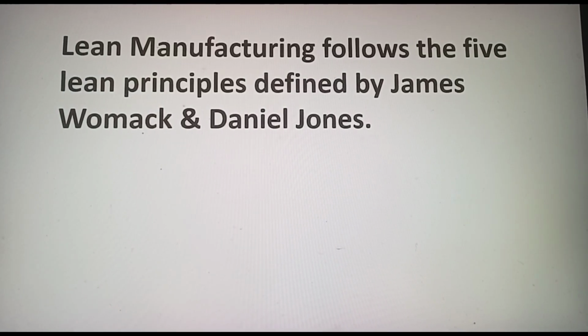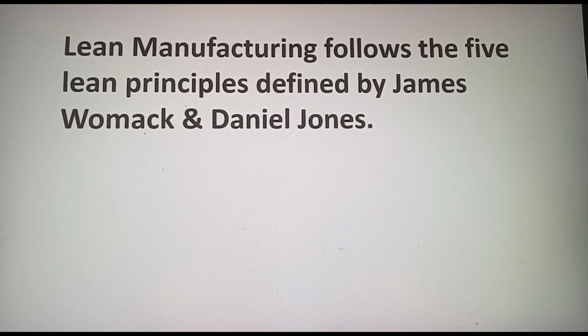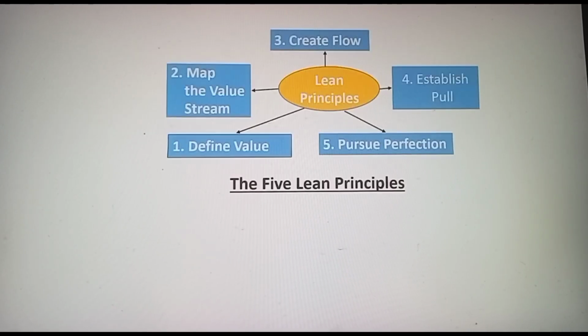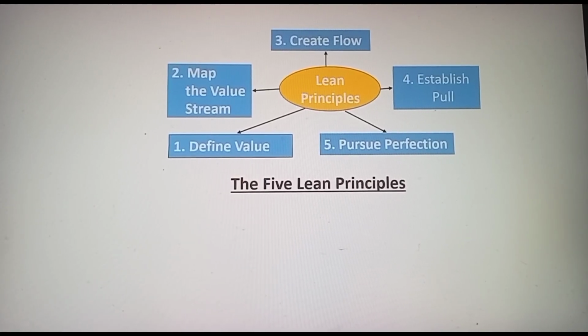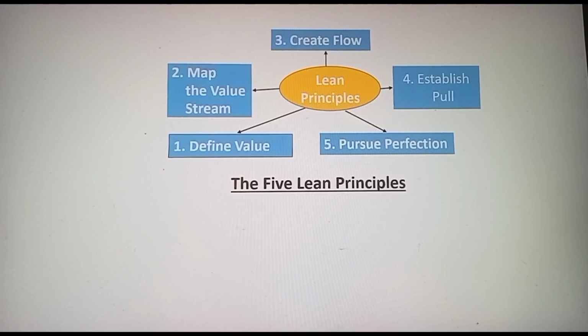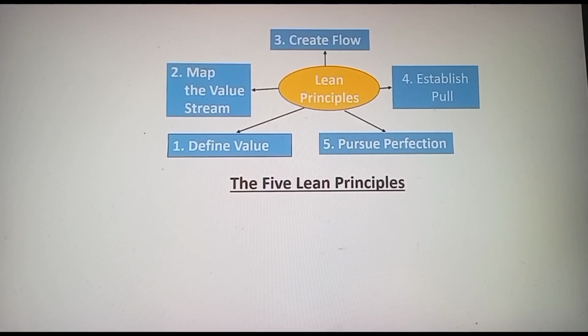Lean manufacturing follows the 5 lean principles defined by James Womack and Daniel Jones. The 5 lean manufacturing principles are: first, define value; second, map the value stream; third, create flow; fourth, establish pull; and fifth, pursue perfection.